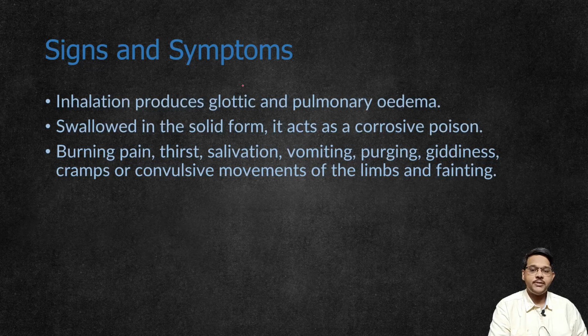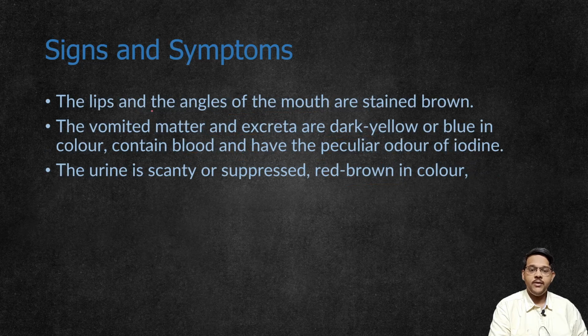Coming to signs and symptoms, if iodine vapors are inhaled, they cause glottic and pulmonary edema. Swallowed in solid form, it acts as a corrosive poison, and the symptoms are similar to corrosive poisons: burning pain from throat to stomach, thirst, salivation, vomiting, purging, giddiness, cramps, convulsions, and fainting. The lips and the angles of the mouth are also stained brown.